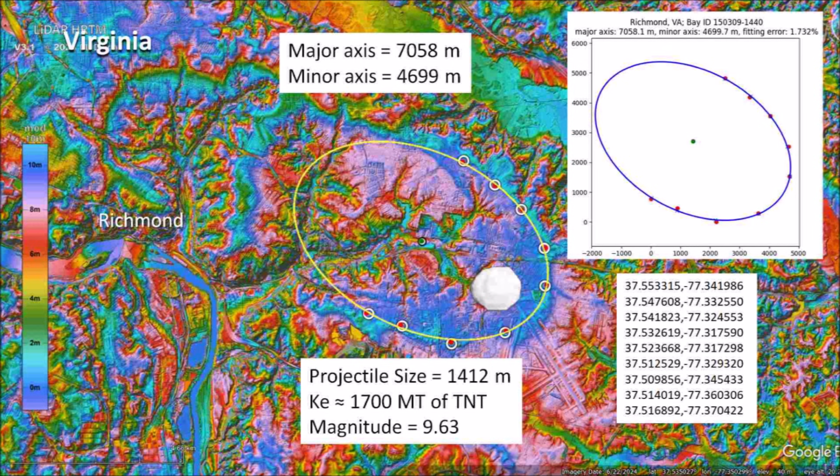Using geologic equations that correlate crater size to projectile diameter, the ice boulder that made this basin had a diameter of 1,412 meters and a kinetic energy equivalent to 1,700 megatons of TNT. The impact would have generated seismic vibrations of magnitude 9.63. The size of the projectile gives us some information about the thickness of the Laurentide ice sheet, and it may provide a clue about the direction of the extraterrestrial impact.